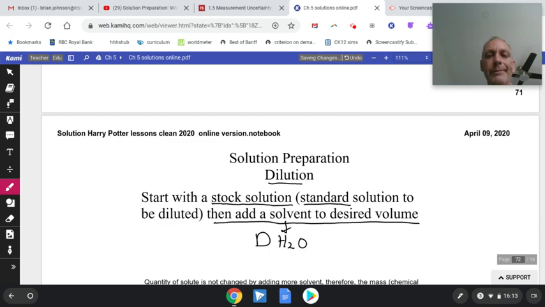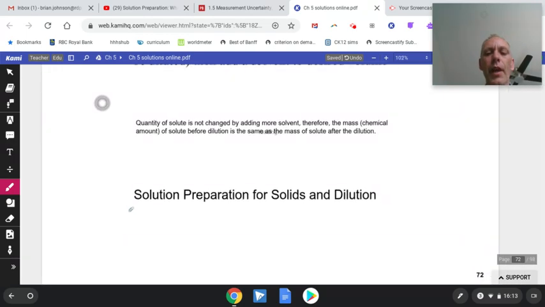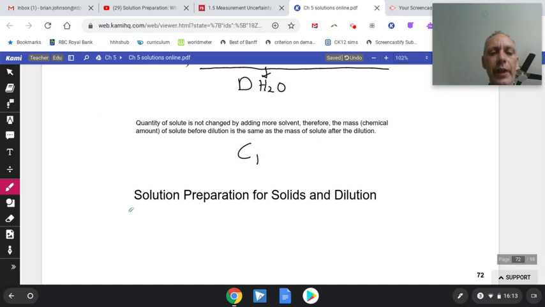Distilled water. Good. Okay, so how do you do that? You're going to use a formula. One of the very few formulas that we use. This kind of looks like Boyle's law. Remember P1V1 equals P2V2? This one is C1V1 equals C2V2.